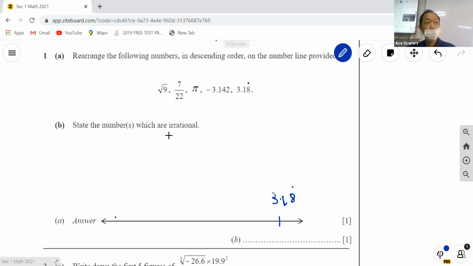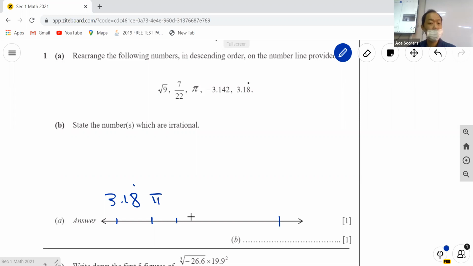Followed by pi, 3.14. Wait a minute. They want descending order. So big to small. A bit confusing, the way they say it. All right, so 3.1 in here, followed by pi, 3.14 something. Okay. Good. Next.